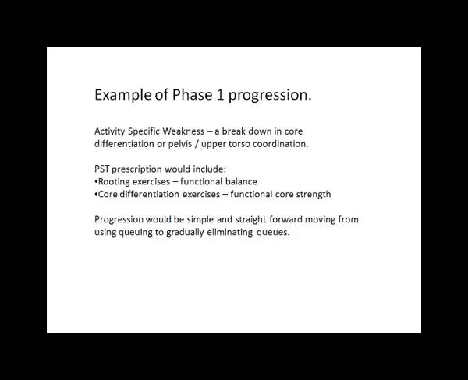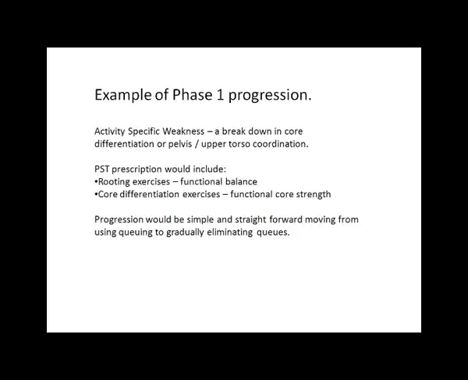First, activity-specific weakness. Let's use the example of a breakdown in core differentiation, or what you might refer to as pelvis to upper torso coordination. So let's say one of the weaknesses we see, and this can be true of virtually any, especially distal, exercise, but even in running and cycling and sports that are a little bit more endurance-based, we may see a breakdown in the ability to coordinate the body between essentially the pelvic girdle and the upper thoracic or the upper torso, or be able to essentially core differentiate.